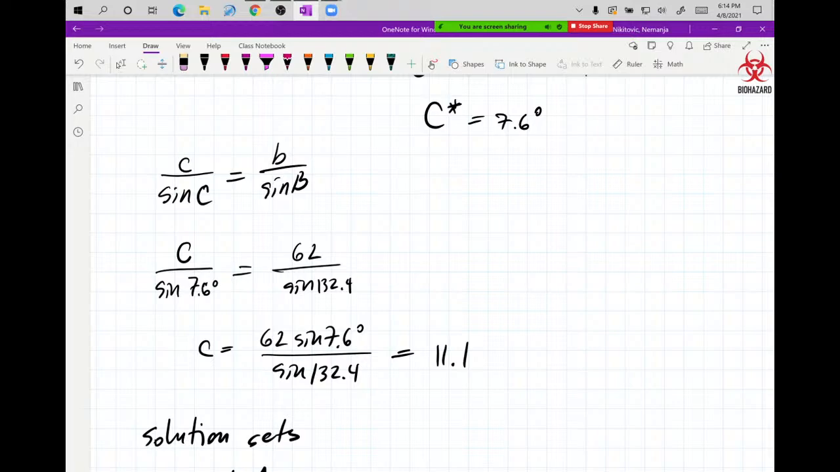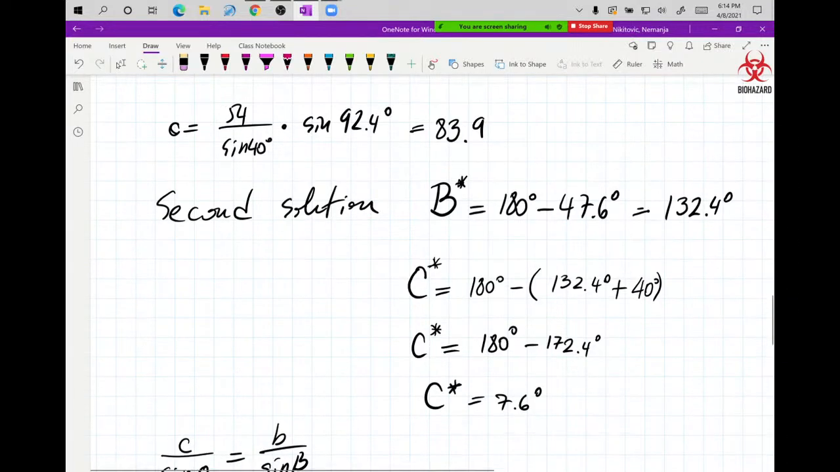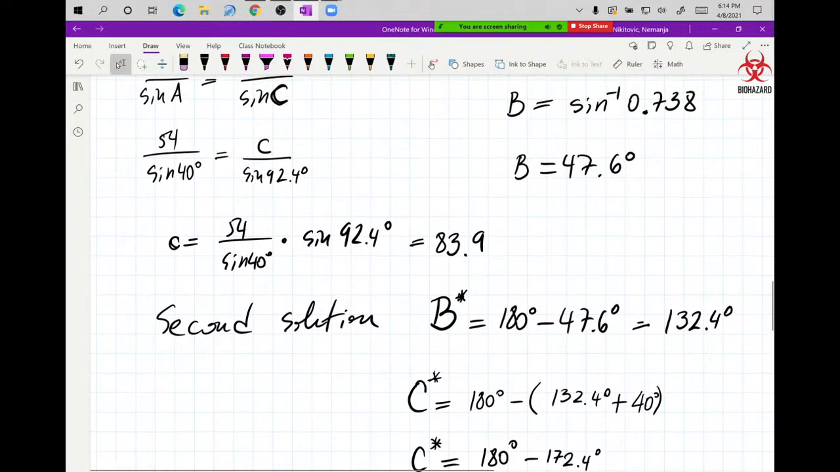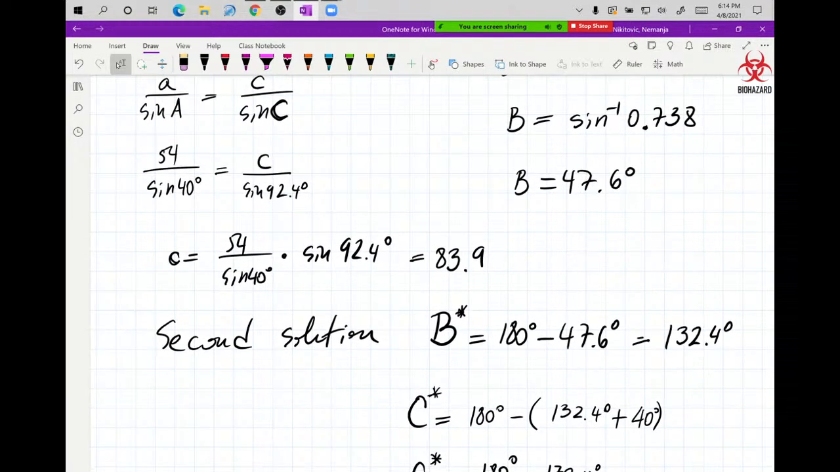Yeah, length of c has to be a very smaller number than these. Oh, you mean the previous one? Yeah. Instead of 132, what did you have? No, that's the angle. You said the length of the side. I have 83.9. That's what I have. Oh, okay. I think I just wrote it wrong then. Oh, okay.